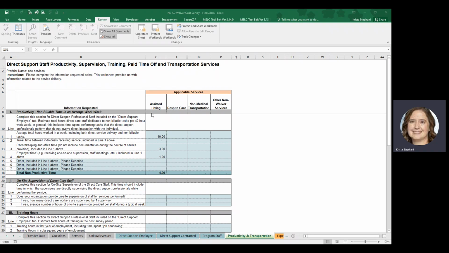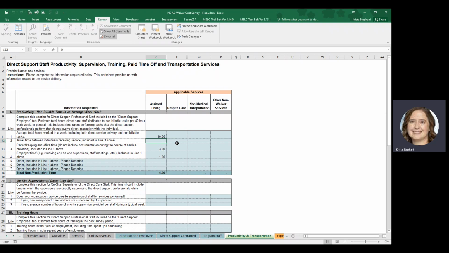So the first part of this schedule asks you to complete information about productivity time in an average work week for your direct support professionals. So on average, we want to start out with what is the average total hours worked in a week? In this example, for our assisted living staff, one direct support professional works on average 40 hours a week. Then we're asking you to indicate if that direct support professional's duties include transporting individuals or incurring travel time between serving individuals.